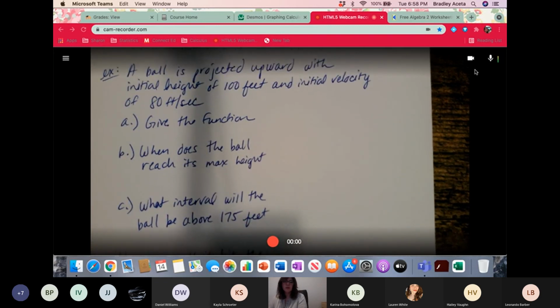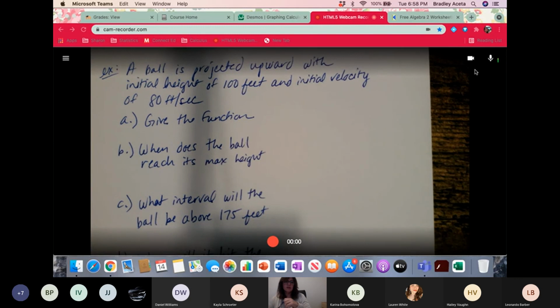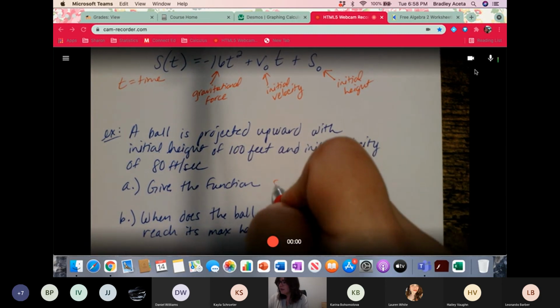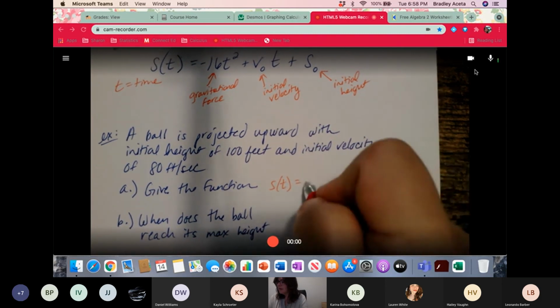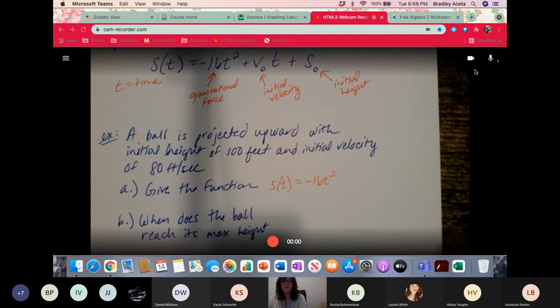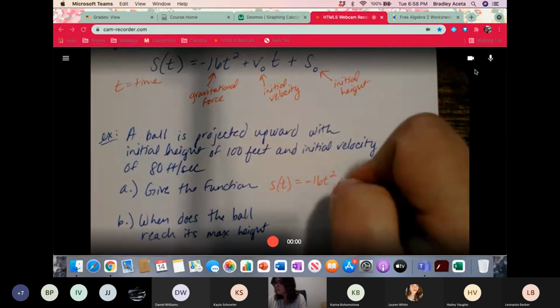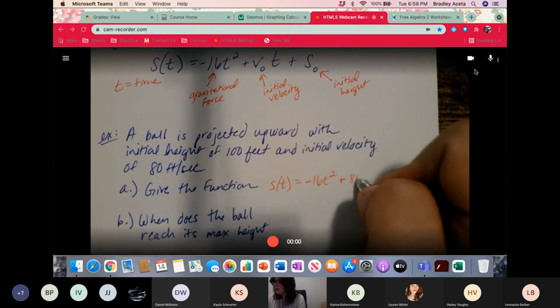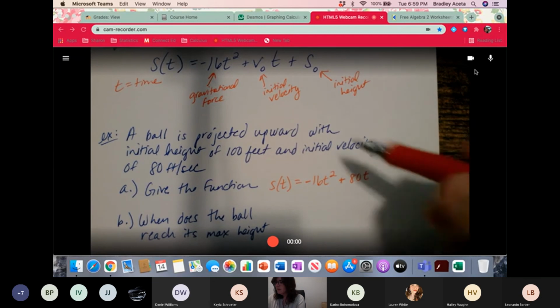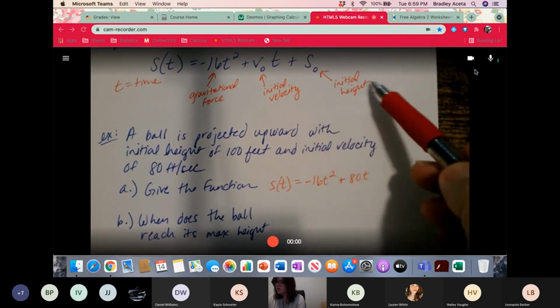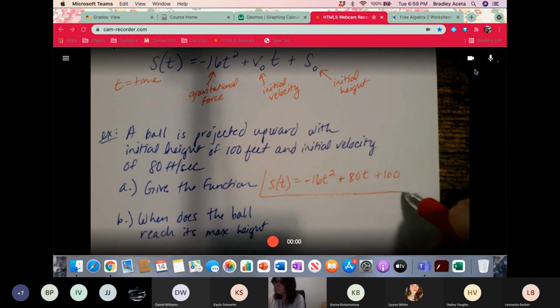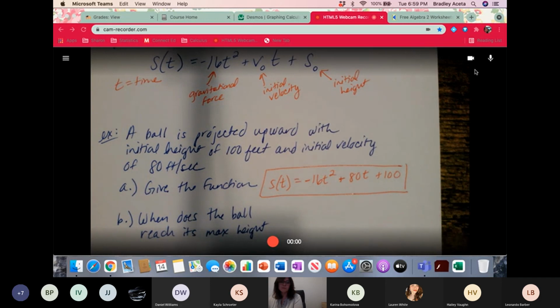Okay. So a ball is projected upward with initial height of 100 and initial velocity of 80 feet per second. Let's write our function. So again, I'm looking up at this formula right here, and I'm going to write S of t equals negative 16t squared. That's not going to change. Plus my initial velocity, according to the story, is 80, so plus 80t, plus my S sub 0, my initial height, they told us, is 100. So there you go. There's the function.